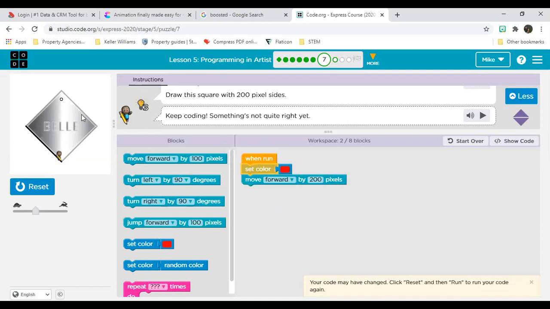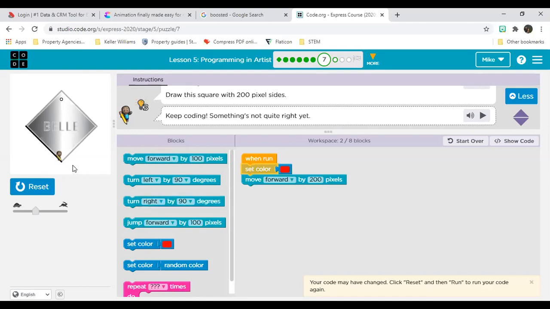Now we know a square has 90-degree angles. All the angles in a square are identical and all the sides are identical. That's why they say draw the square with 200 pixel sides. So we've got move forward, turn. Now remember, our artist is coming down.